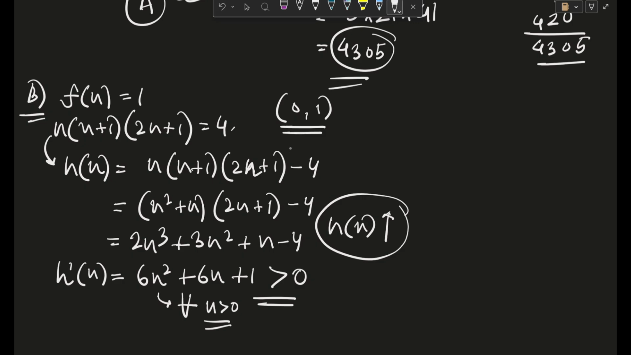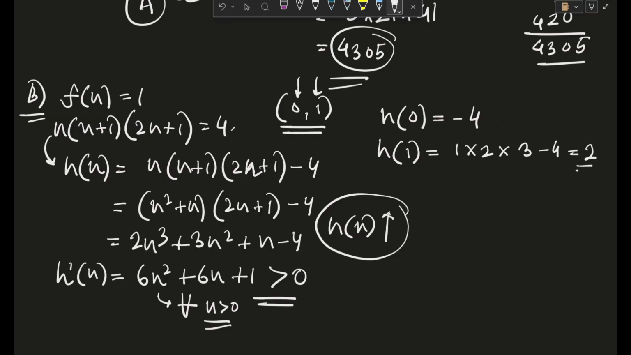So let's find the value of the function h of n at the boundary points. If we put h of 0 and calculate it, it will obviously be minus 4. And if we calculate h of 1, this is 1 into 1 plus 1, which is 2, into 2 plus 1, which is 3, minus 4, so 6 minus 4 is 2. So if you observe, the output at 0 is negative and the output at 1 is positive. And this function is increasing, so there is no other path. It has to go like this.